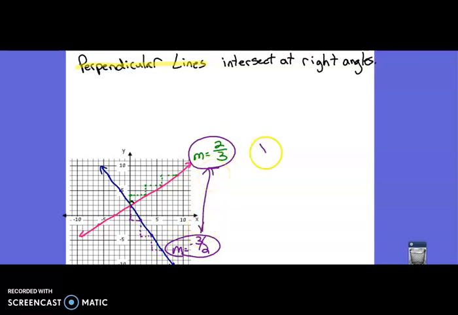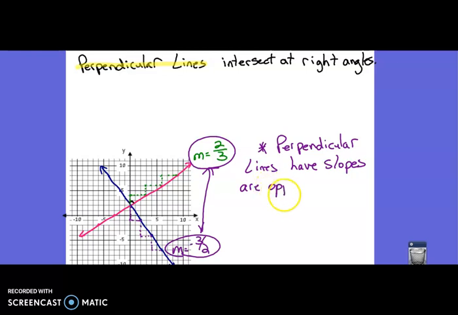So what we can do is make a little rule for perpendicular lines. Perpendicular lines do intersect at right angles, but their slopes are, and again, notice two things about them. One, you notice one of them is positive and the other one is negative? So that means they're opposite of each other.